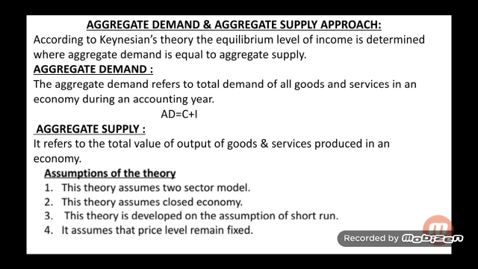Assumptions of the theory. First one, this theory assumes the two-sector model. Second, it assumes closed economy. Third, this theory is developed on the assumption of short run. Fourth, it assumes that price level remains fixed. These are the four assumptions of this theory.